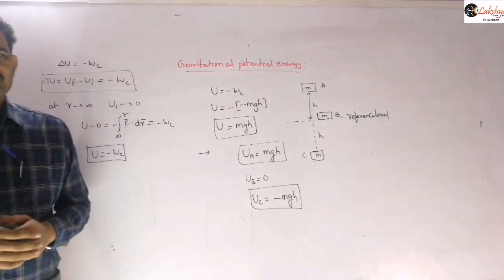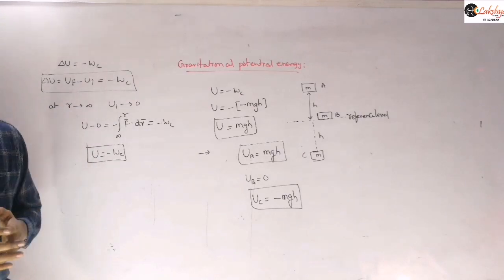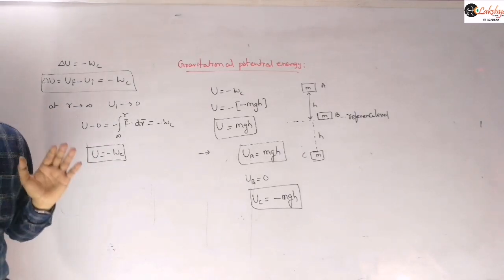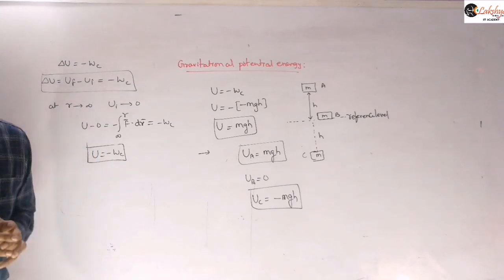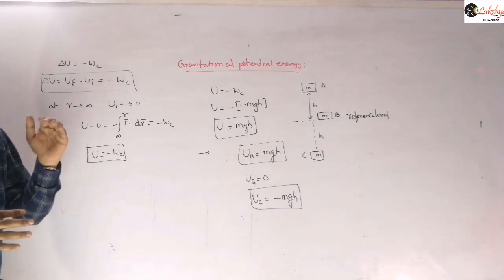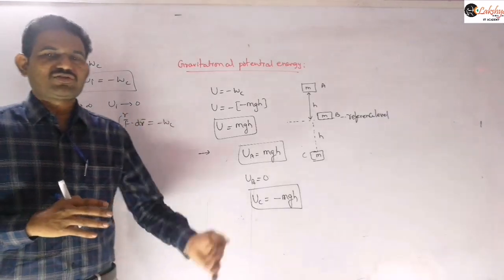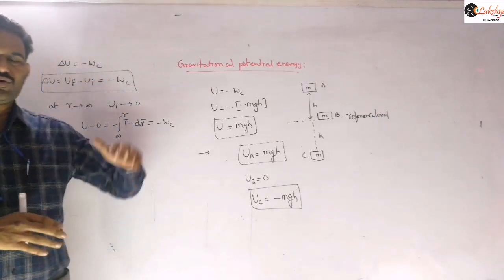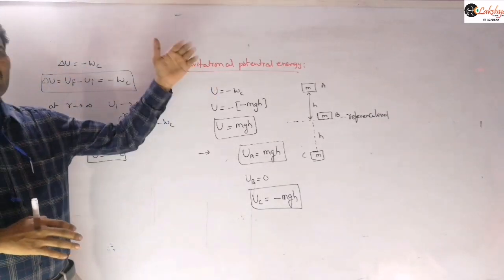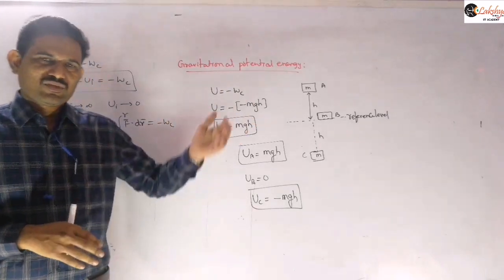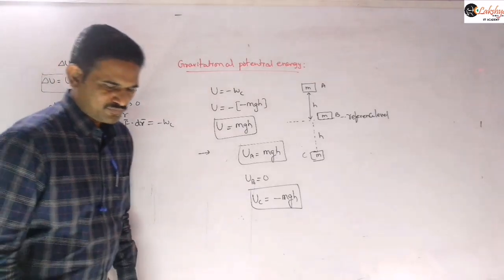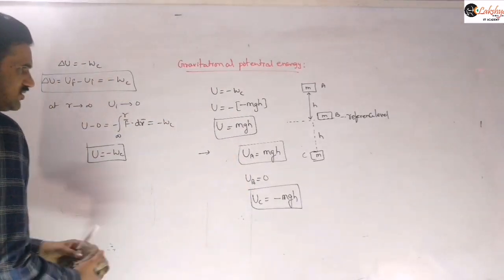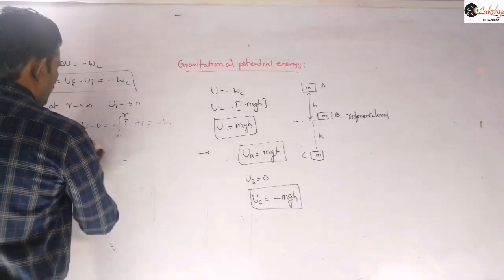Is it clear? So we need to choose a reference level. Any level you can take as a reference level. There is no restriction for that. If the object is on that level, we need to take the potential energy as 0. When the object is above the reference level, it is plus mgh. When it is below the reference level, it is minus mgh, right? While solving some problems, you will get clarity about that.